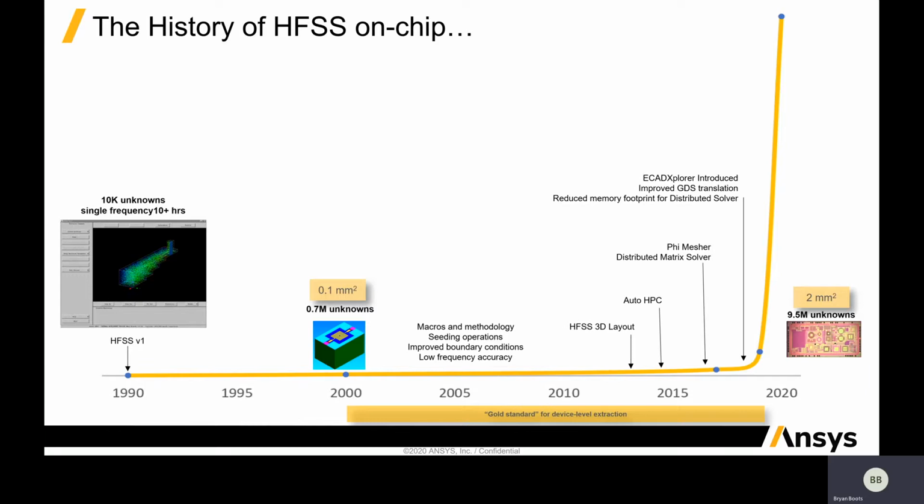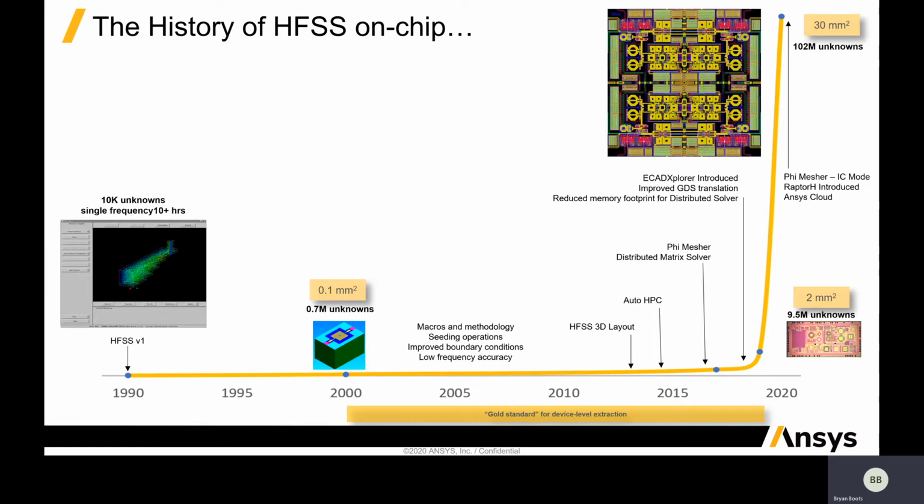So now we're talking about an order of magnitude advancement over the course of around 19 years, moving from device level at 1 million unknowns to maybe block level at 10 million unknowns. But in the last 3 to 6 months, we've gone another order of magnitude.